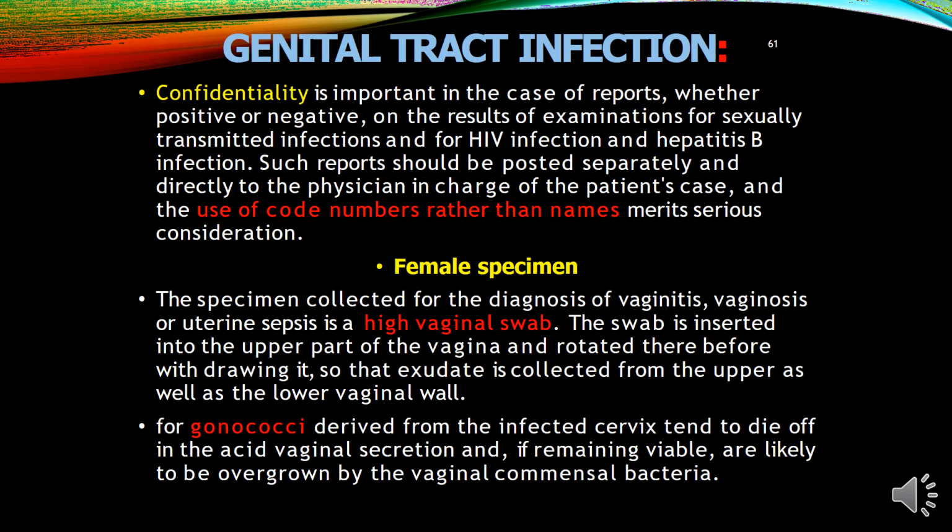The specimen collected for the diagnosis of vaginitis, vaginosis, and uterine sepsis is a high vaginal swab. The swab is inserted in the upper part of the vagina and rotated before withdrawing, so the exudate is collected from the upper part as well as the lower vaginal wall.